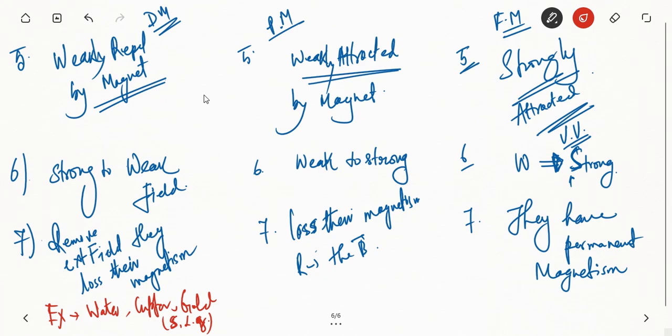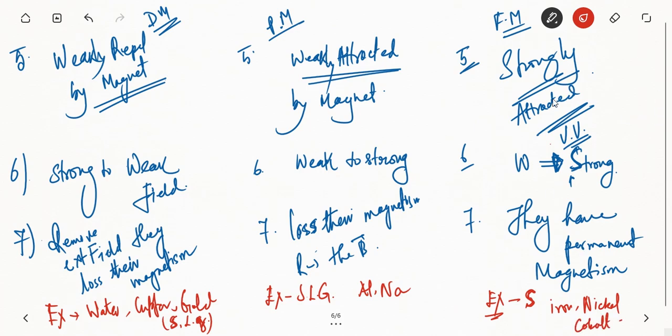But in the case of paramagnetic material, they also come as solid, liquid, and gas. Examples are aluminum, platinum, sodium. And the ferromagnetic material is strong, and the only state is solid, and that is iron, nickel, cobalt. These are the strongly paramagnetic materials.